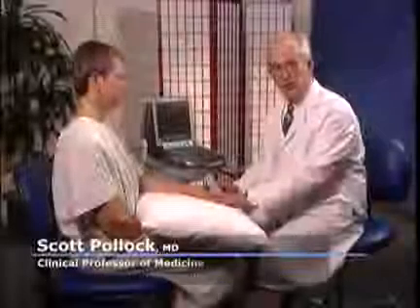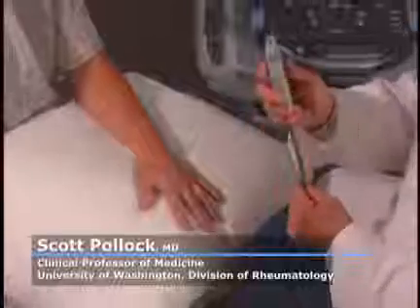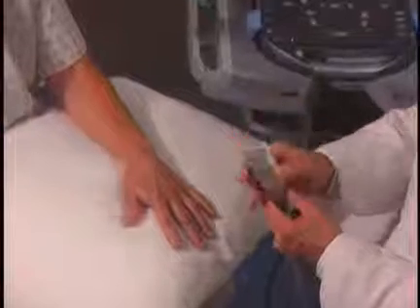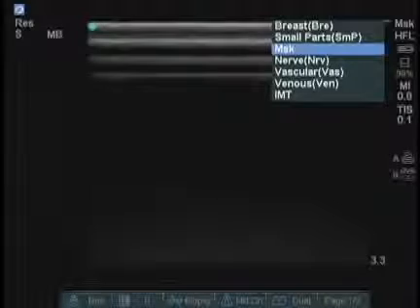We're going to examine the wrist today, and the best transducer for this examination is the L25 with a small footprint. We'll check that the exam type is correct.